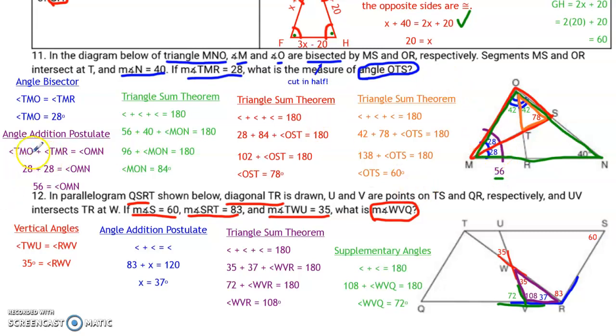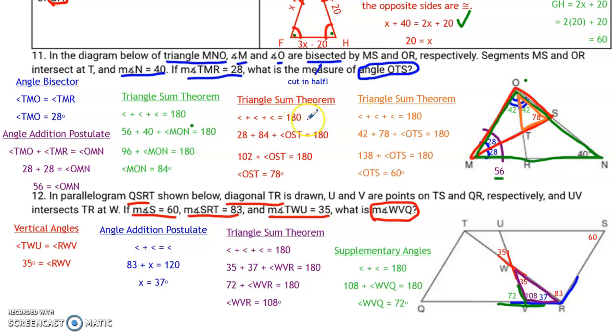The next part says that the angle addition postulate takes that 28 and that 28, adds them together, and that equals 56. The next part tells us that the triangle sum theorem, which means all three angles are equal to 180, can help us find the measure of angle MON. MON being up here. That is 84. Well, if that angle is 84, it was cut in half before, right? So that means this is 42, this is 42.